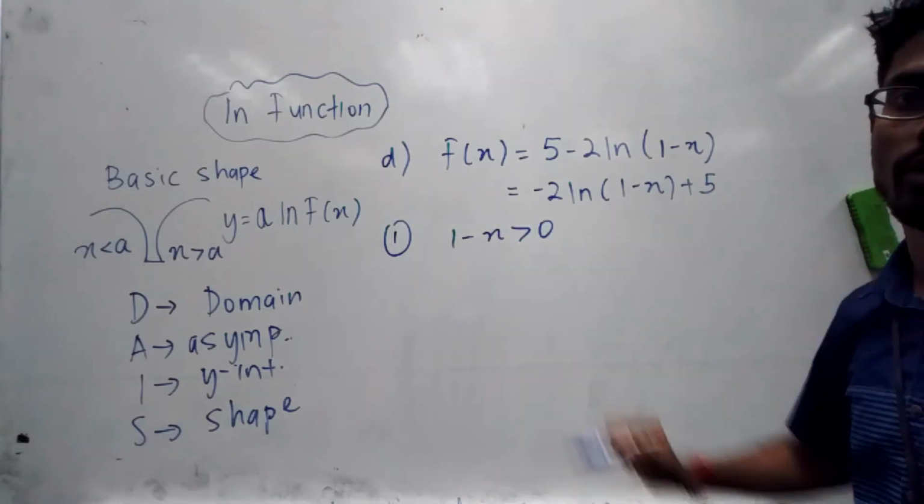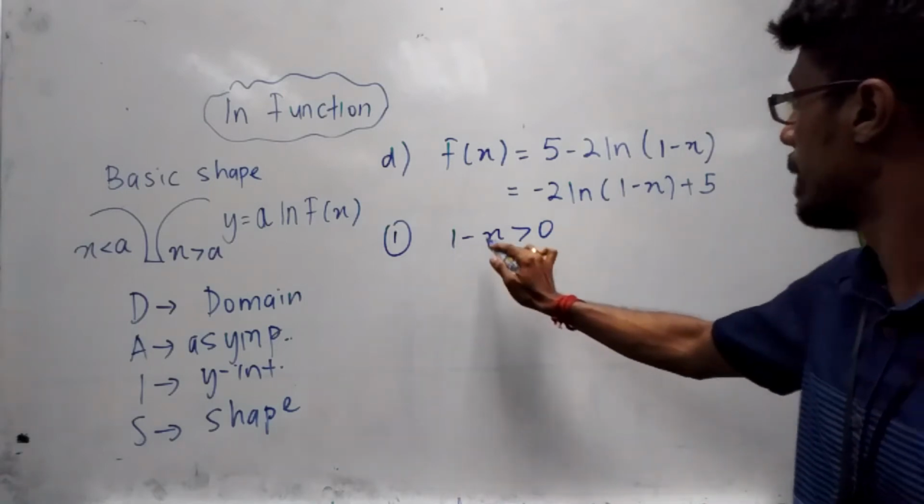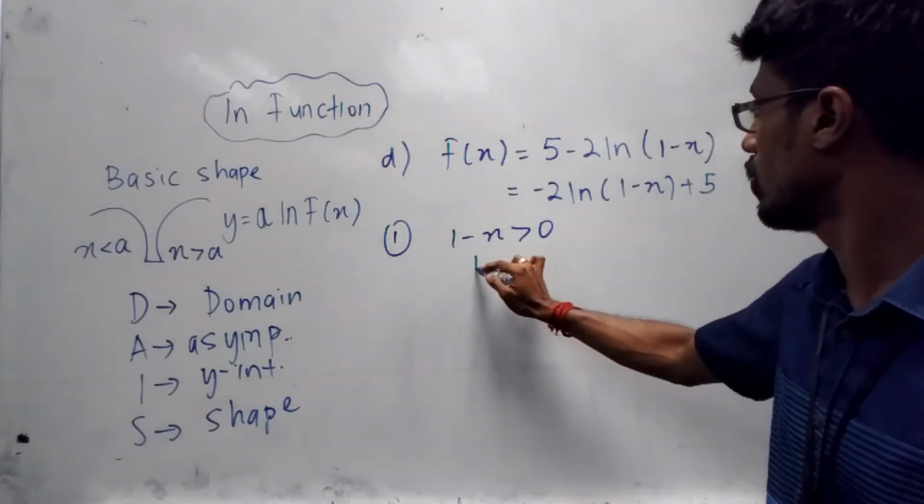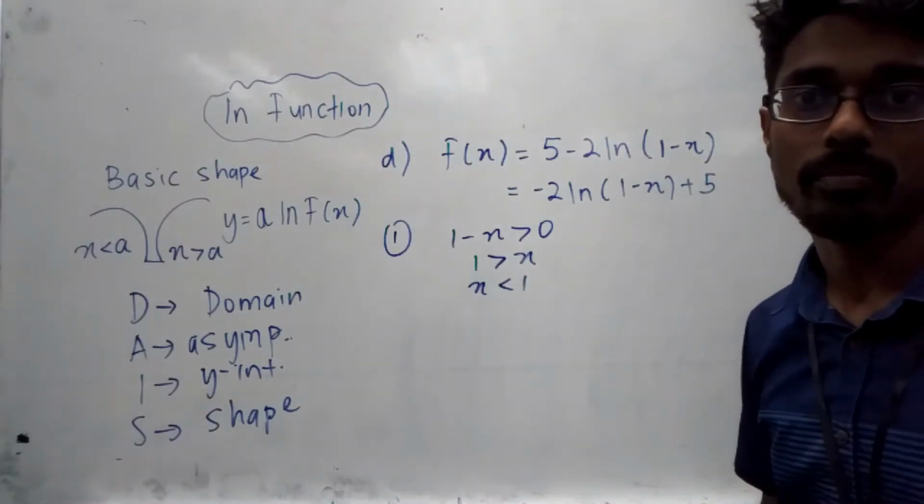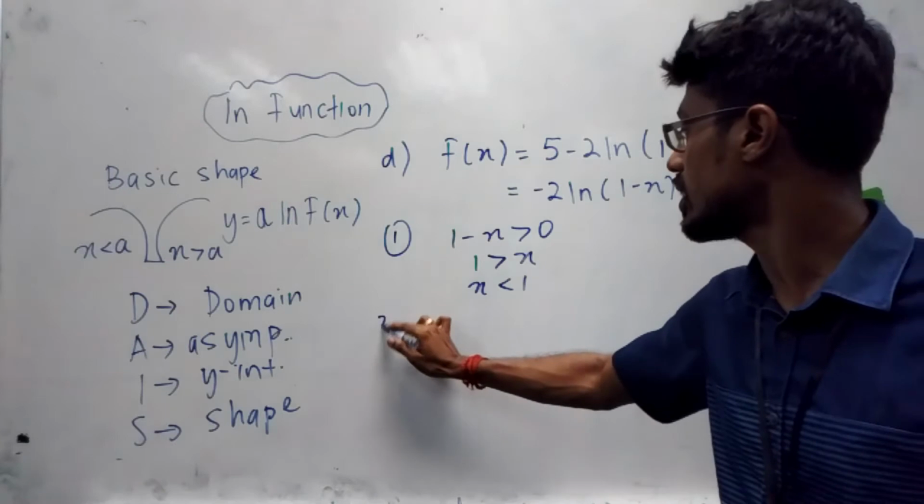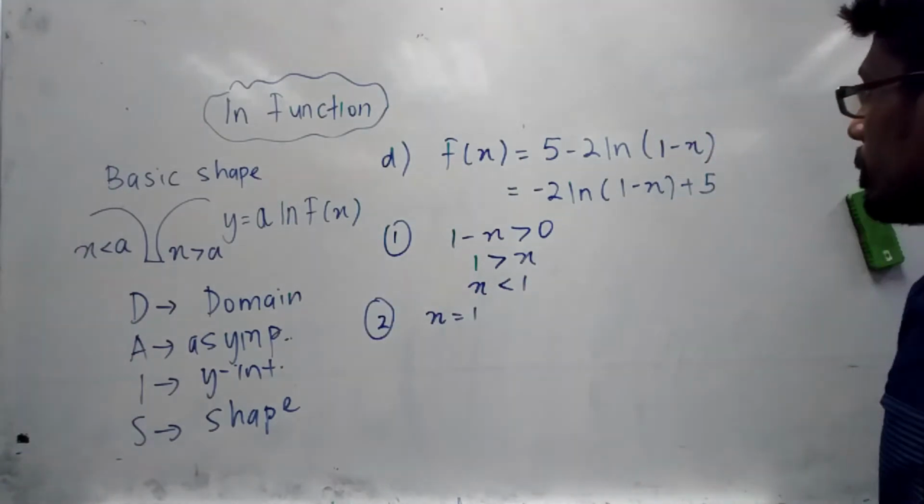This one you have to be very careful because students tend to make careless mistakes with this. I would advise you to shift your x to the other side. So this one we flip: x less than 1. So that's our domain. Secondly, asymptote, very simple, x equal to 1.